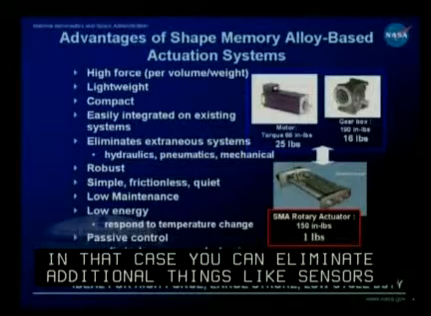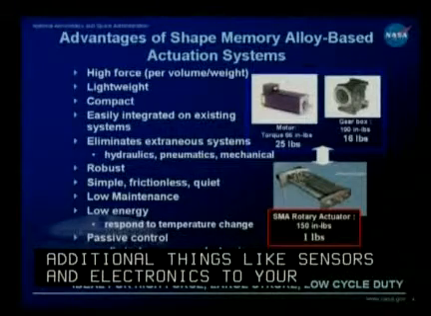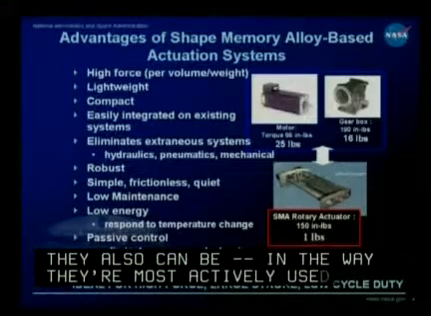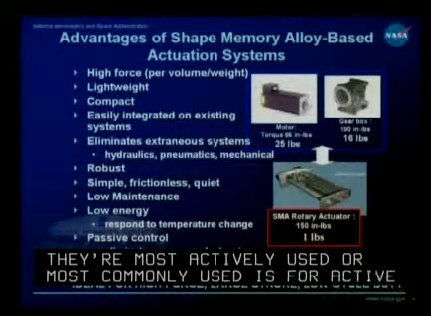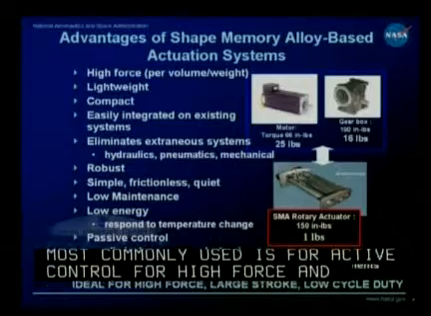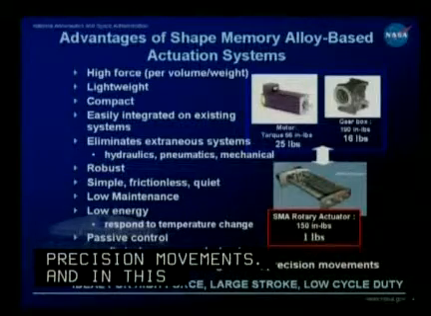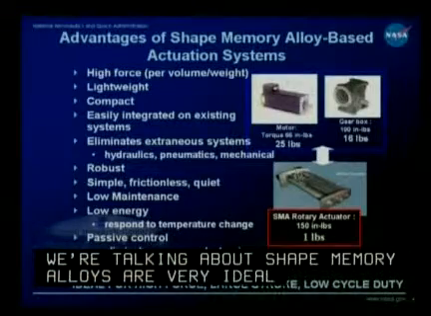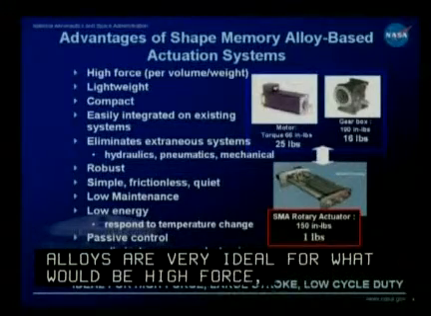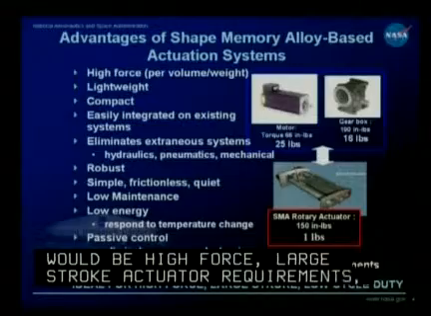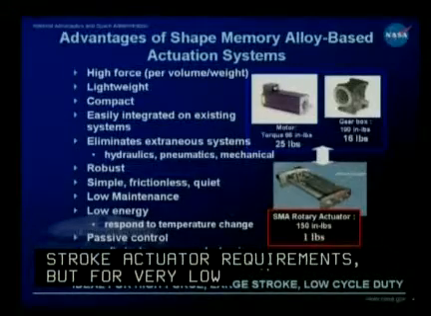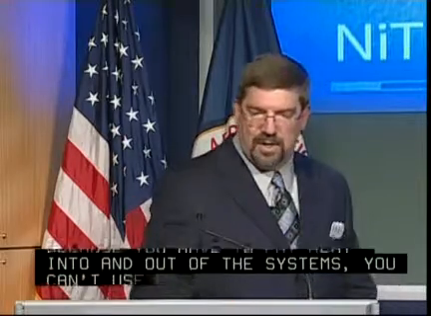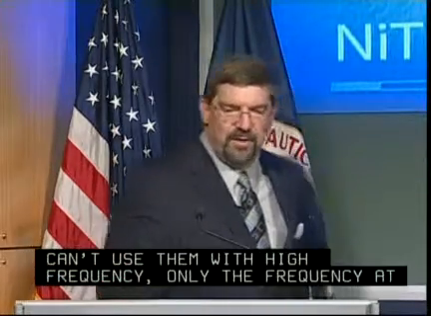They also can be, and the way they're most commonly used is, for active control for high force and precision movements. In this case, shape memory alloys are very ideal for high force, large stroke actuator requirements, but for very low duty cycle. Because you have to put heat into and out of these systems, you can't use them with a very high frequency, only the frequency at which you can put heat in and out of the system. If I could have the next slide, please.